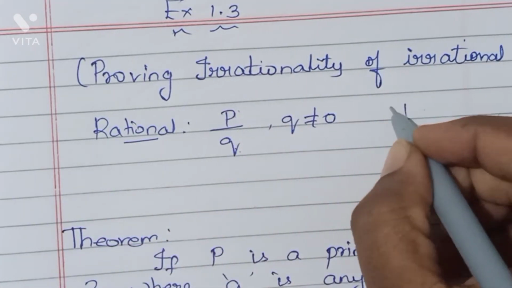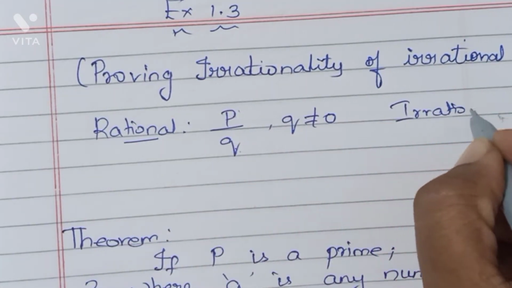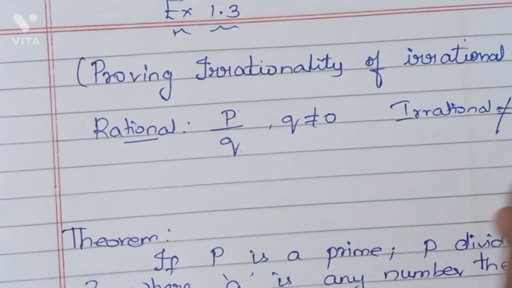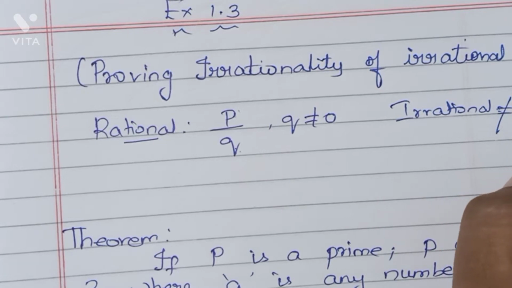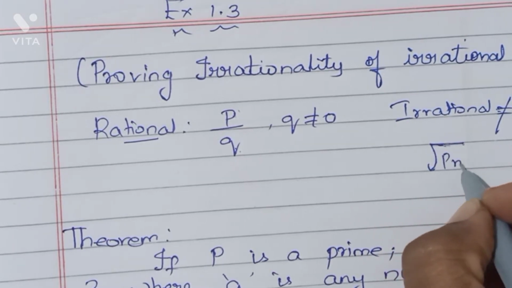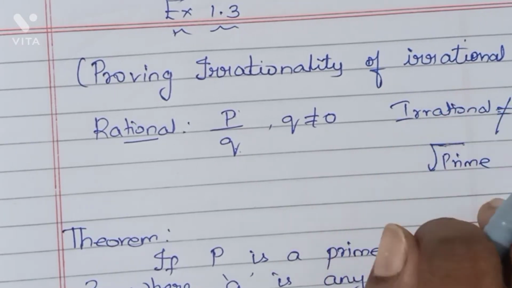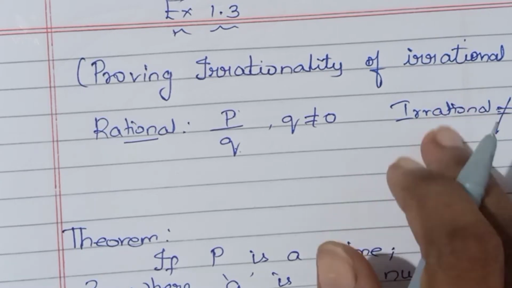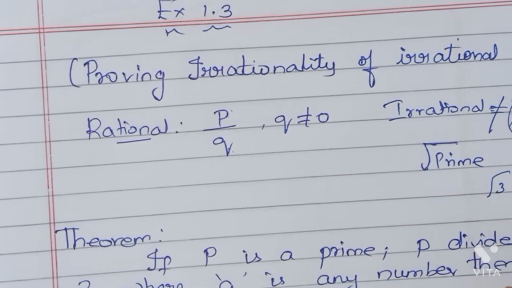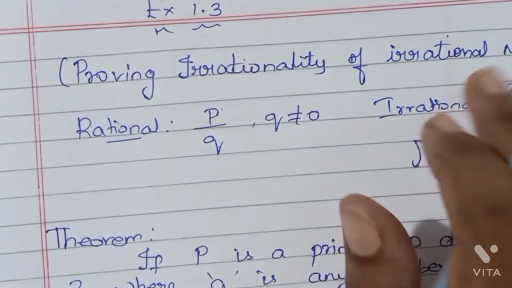What do you mean by irrational numbers? An irrational number is a number which cannot be expressed in the form p by q. I cannot write it in the form of p by q, and that we call an irrational number. For example, the square root of all the prime numbers will be irrational numbers, say square root of 2, square root of 3, square root of 5. All these are irrational numbers.